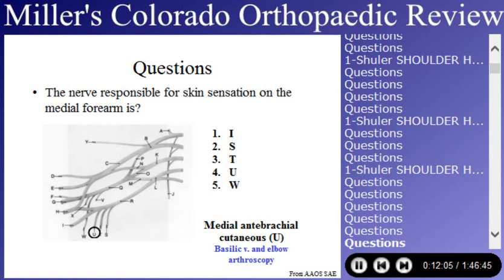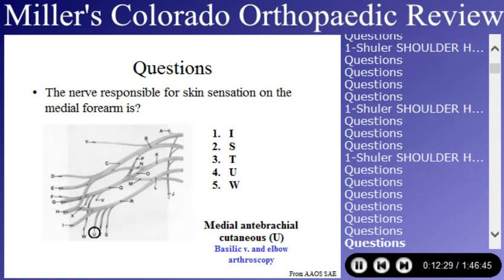The nerve responsible for skin sensation on the medial forearm, don't forget anatomic position, is this way. Medial forearm is right here. Okay. Medial forearm is which one? They'll actually ask you to pick which one nerve it is. Which one out of the bunch? Medial antebrachial cutaneous was the most distal one. Basilic vein, we already mentioned, it runs with, and it's then at risk in elbow arthroscopy portal placement.